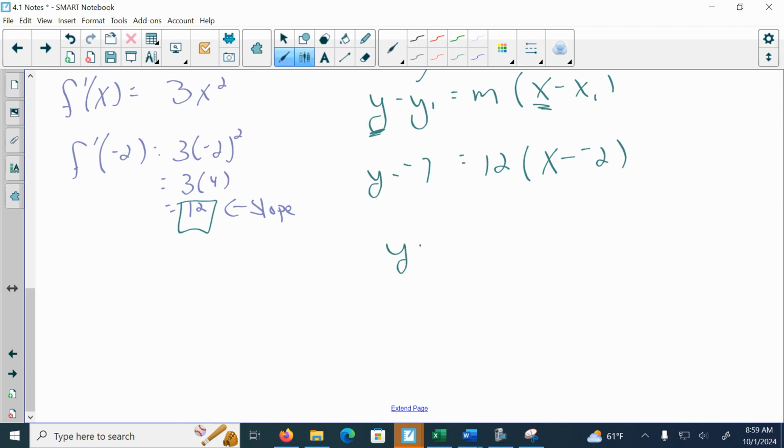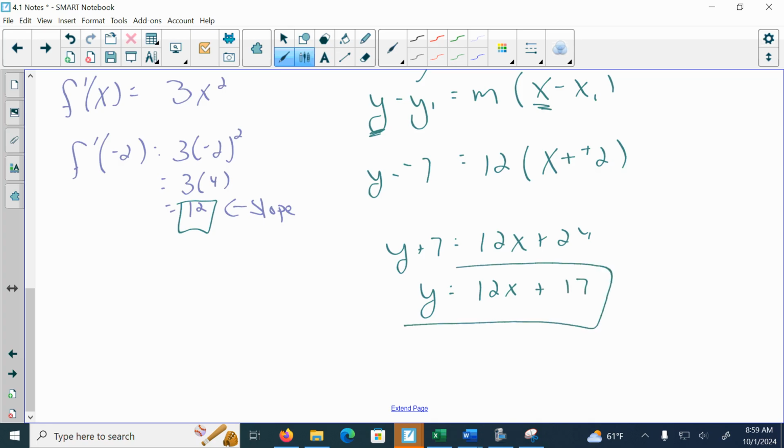So we have y plus 7 is equal to 12x plus 24. Subtract 7 from both sides, and I get 12x plus 17. And that's the equation of my tangent line.